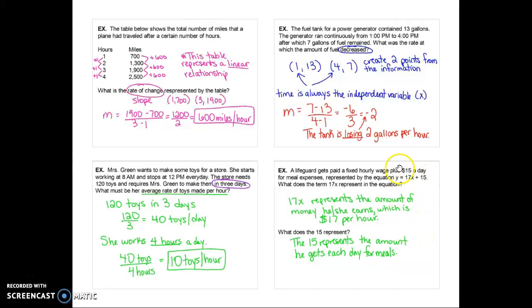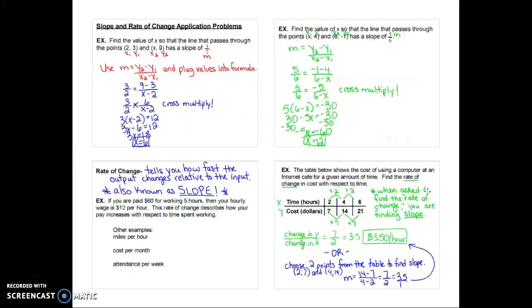So her employer pays her an extra $15 to buy food with for the day. So 17x is representing how much she's earning per hour, and then the 15 is representing her extra amount of money that is given to her to buy food. Now again, this was rate of change applications and finding slope, which was your missing values. Okay, this was concept number 2 for quarter 2.